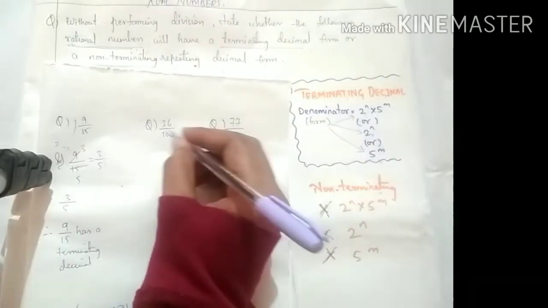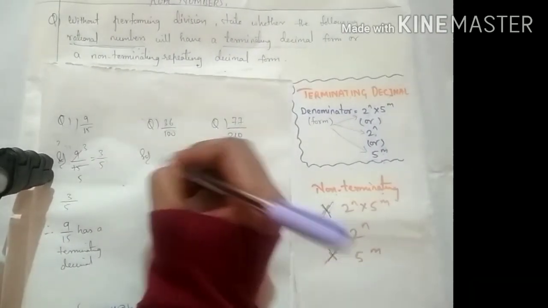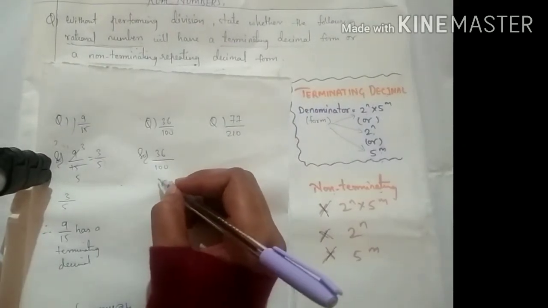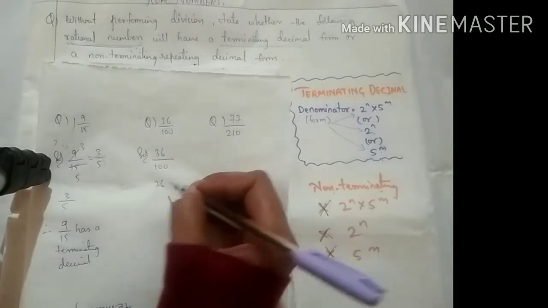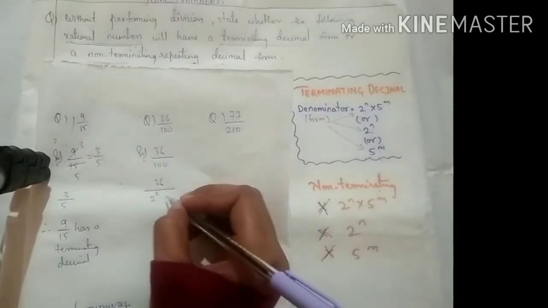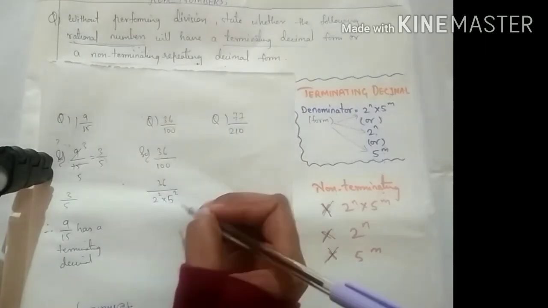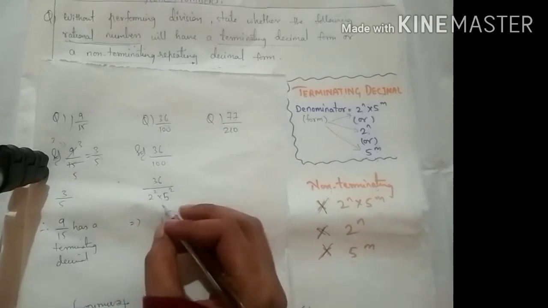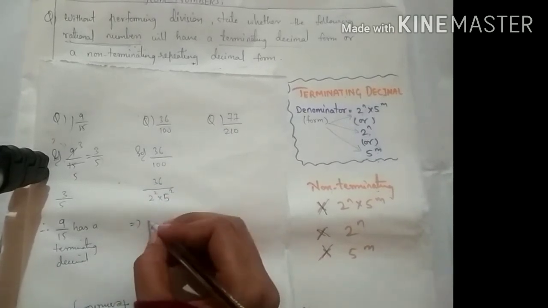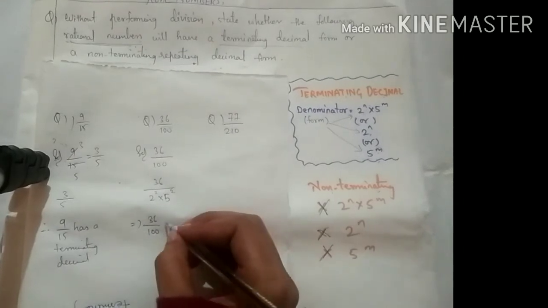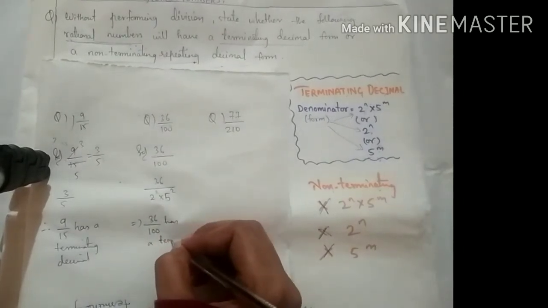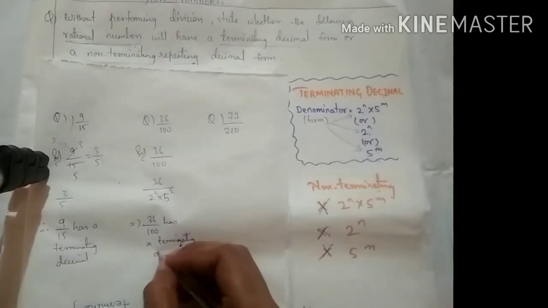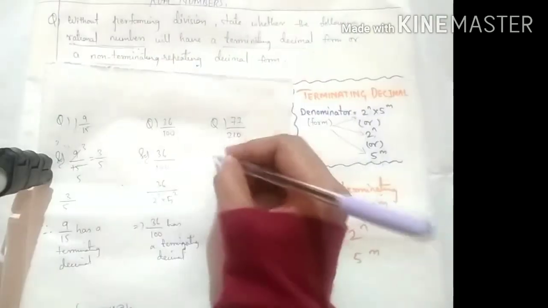Now next one, 36 by 100. Here directly you can say 100 means like 10, 100, 1000, 10,000, lakh. All these we can express in the form of 2 power n into 5 power m. So from this we can say that it has terminating decimal.